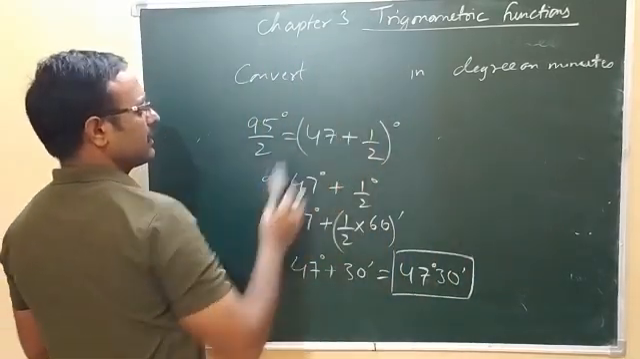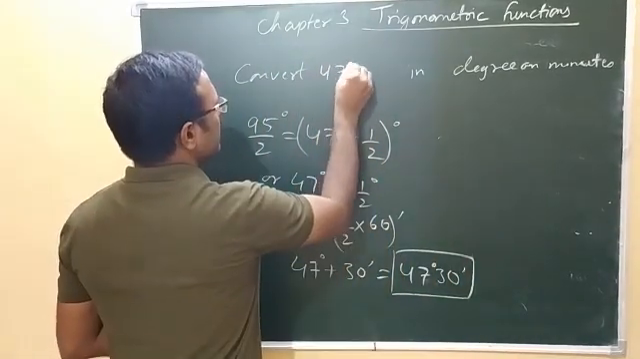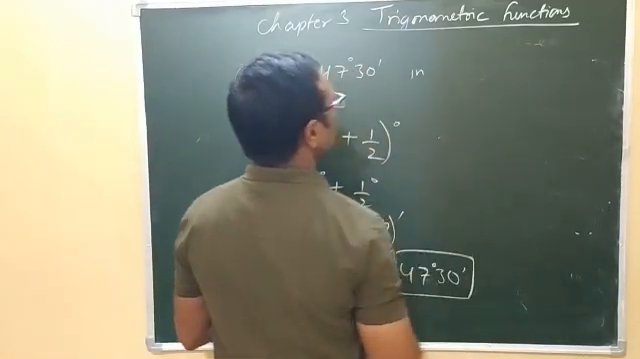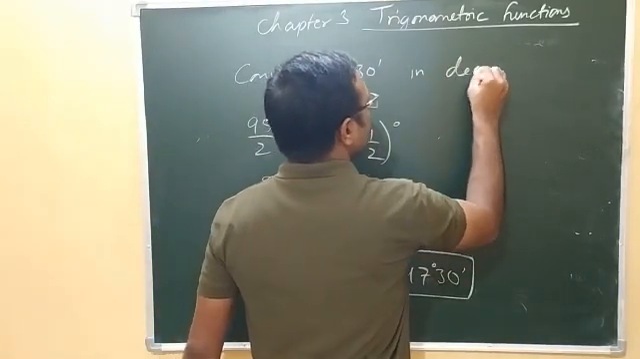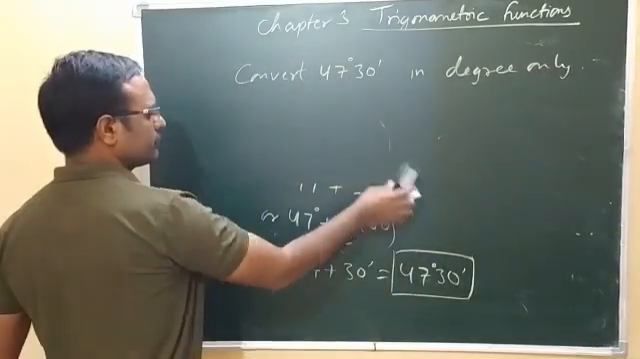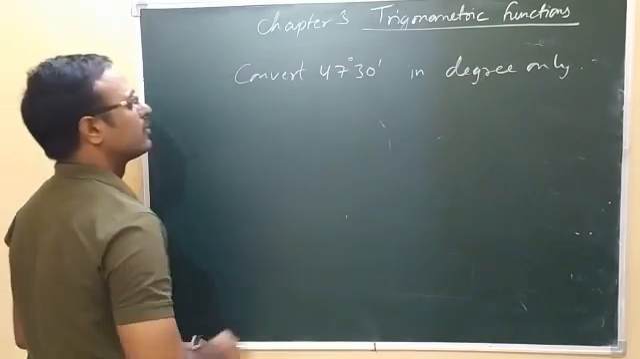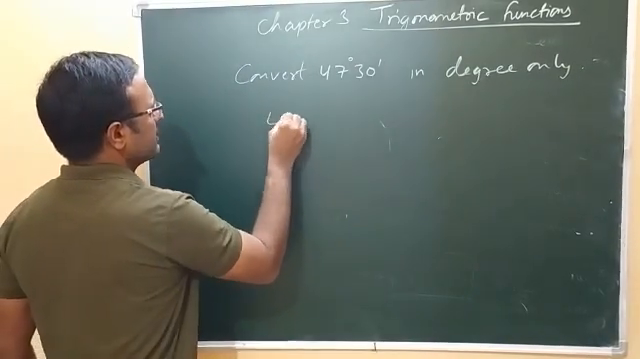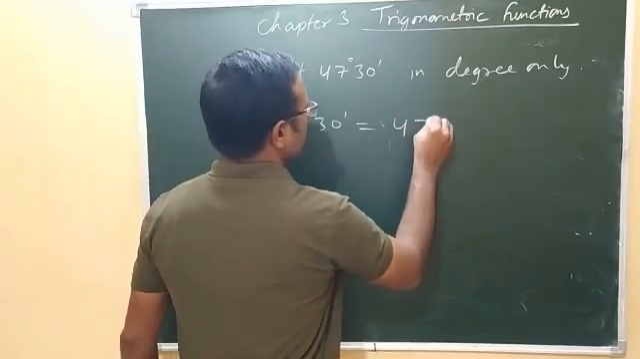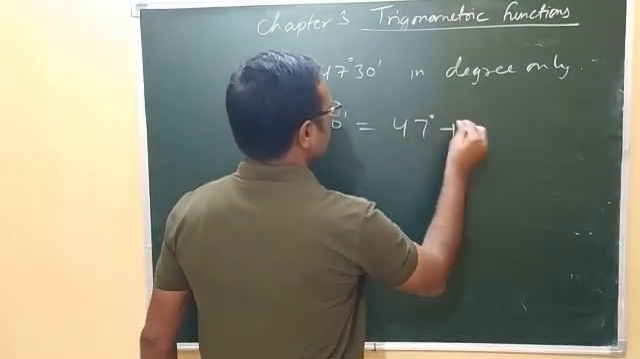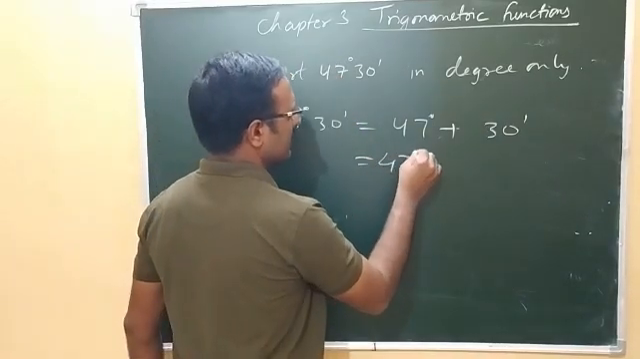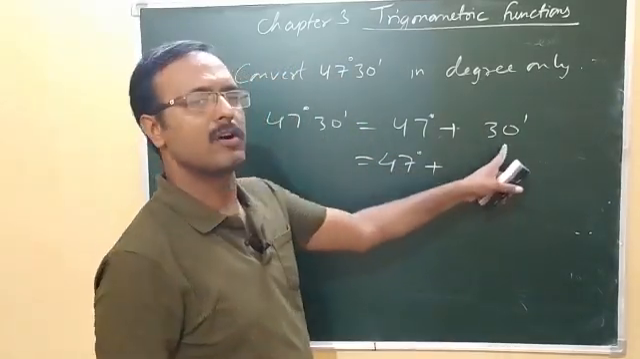If you are given 47 degree 30 minutes, convert it in degree only. So what are you going to do? You can write 47 degree 30 minutes as 47 degree plus 30 minutes. Now again, 47 degree plus, you have to convert this also in degree.